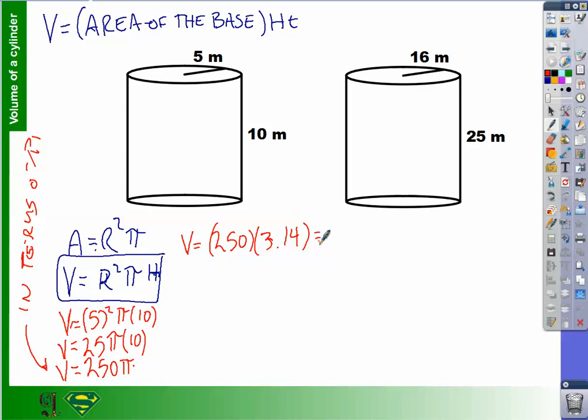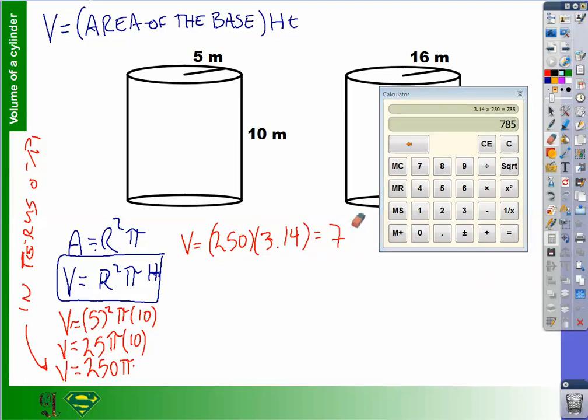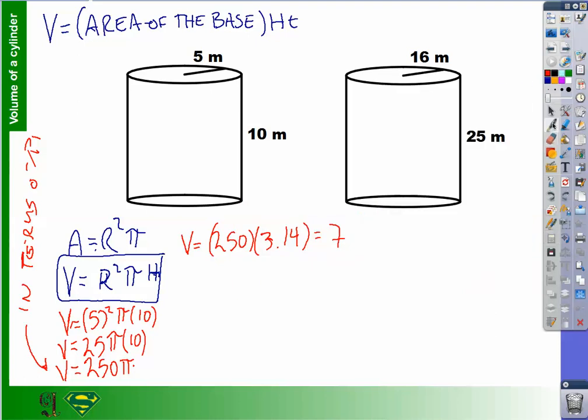So, Aiden? 758. That does not seem right. Let's double check. So for those of us with a calculator, 3.14 times 250. So it should be 785, which is what I got earlier. Oops. Nothing's more embarrassing than having a video showing you doing poor computation.